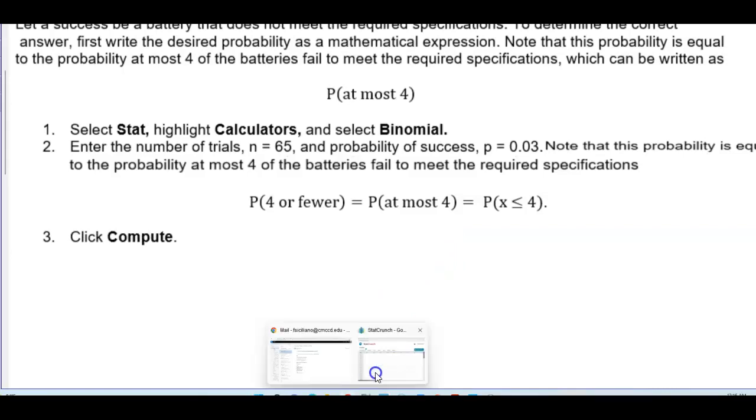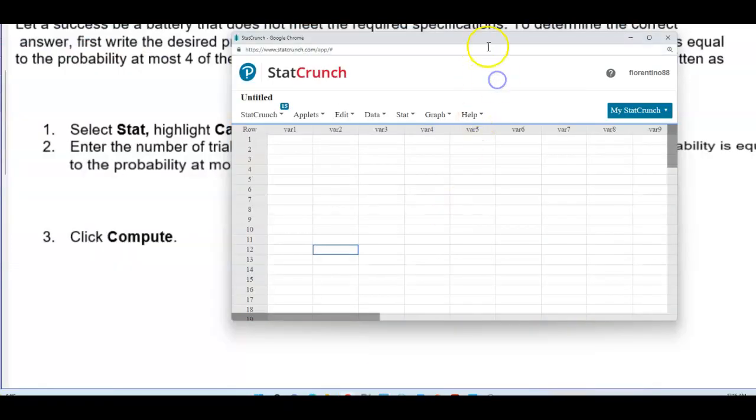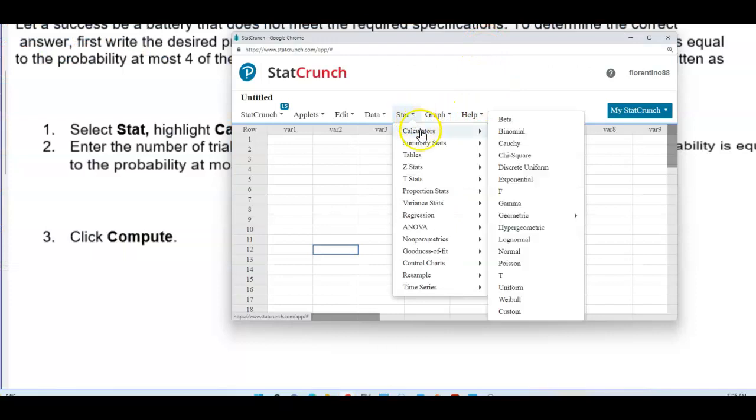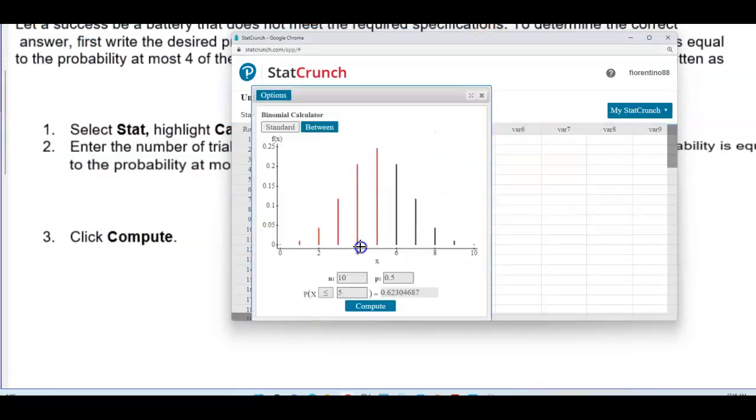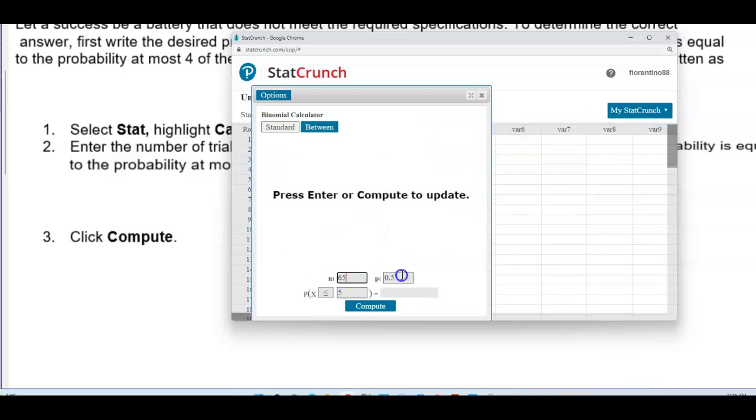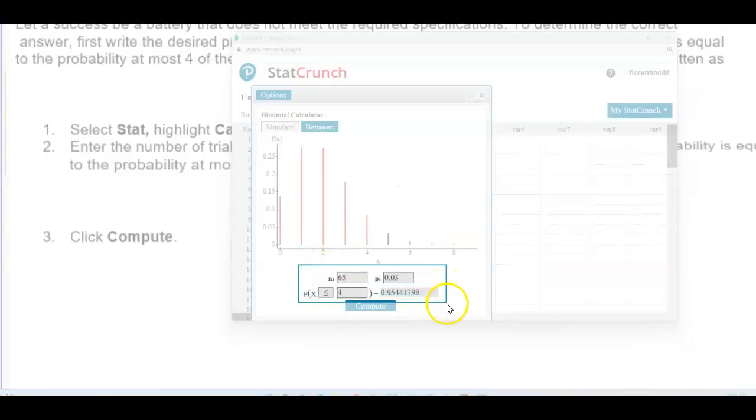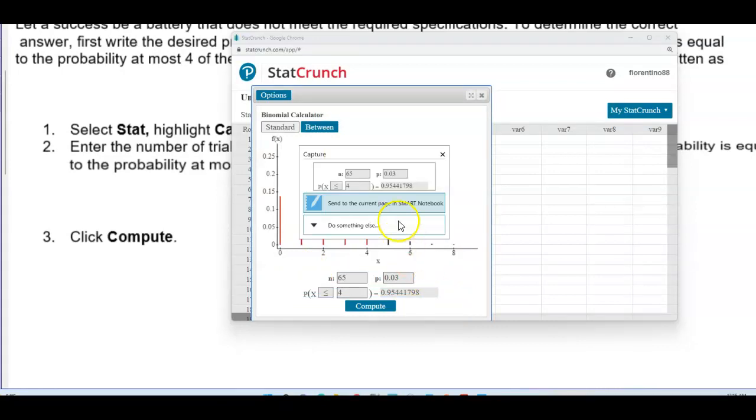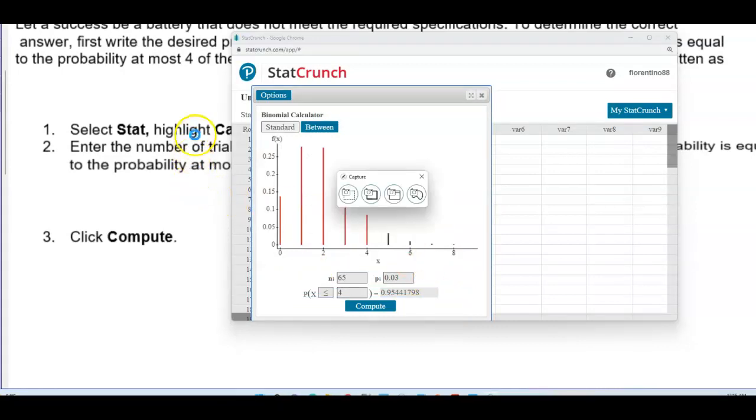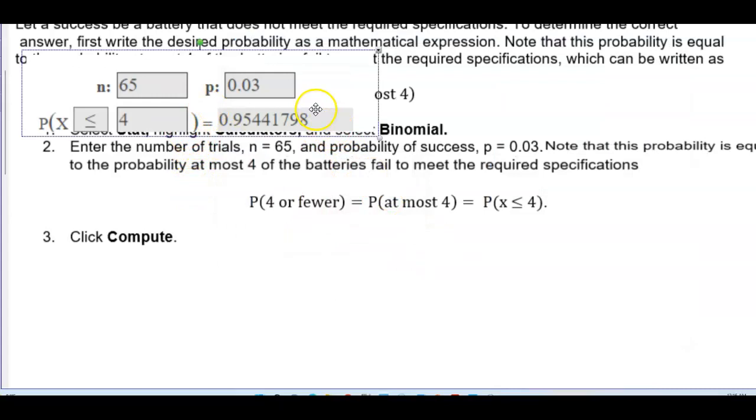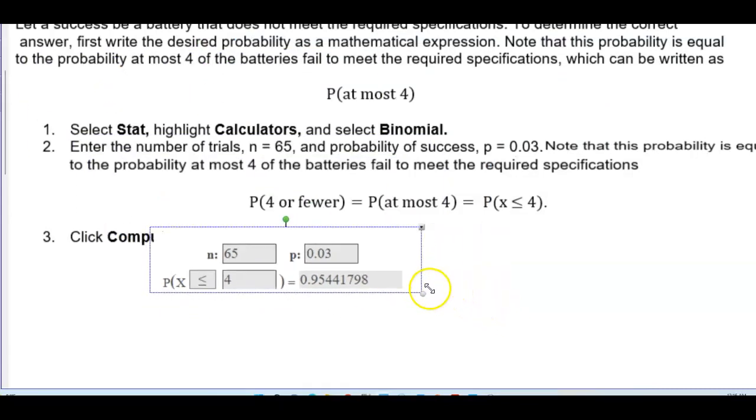So let's open up StatCrunch. Okay, we're going to select Stat, Calculators, and then Binomial. We know that n is equal to 65. We know the probability is 0.03. And we know it's going to be less than or equal to 4. And then therefore, there is our probability. So now we're going to look at this probability. Okay, so there we have it.